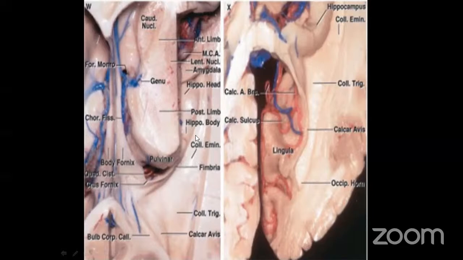We have got this collateral eminence, a bulge within the floor of the temporal horn of the lateral ventricle that is formed by none other than the collateral sulcus we studied in the last lecture. We saw on the basal surface of the temporal lobe a deep collateral sulcus, and this collateral sulcus forms an eminence within the floor of the temporal horn known as the collateral eminence. Also, its posterior continuation forms another indentation within the floor of the atrium that will be known as the collateral trigone.